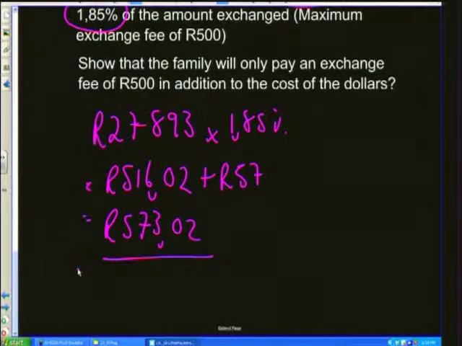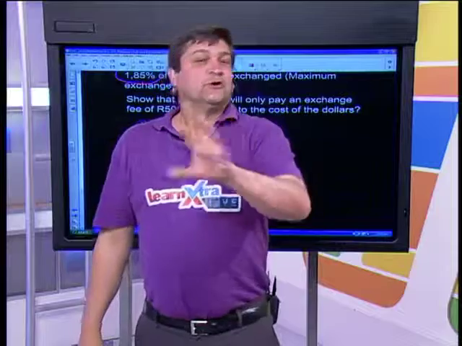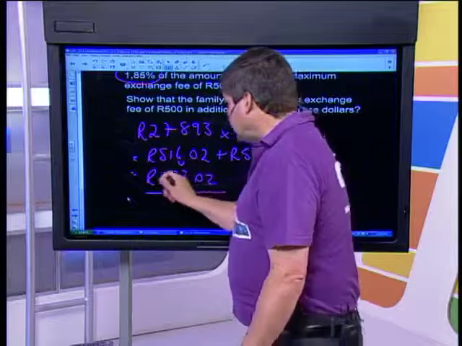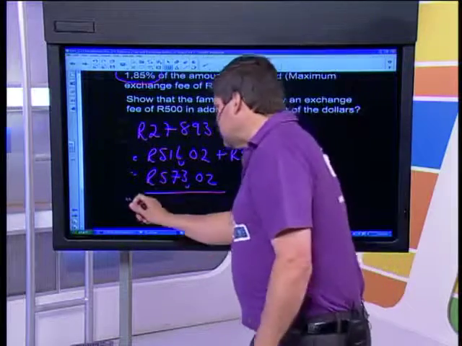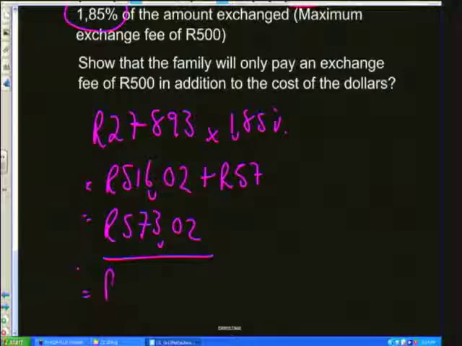Right, this nice bank is saying, you know what? Because we like you, we're not going to charge more than 500 Rand. So anything above 500 Rand, you just need to pay 500 Rand. So it's 573 Rand and 2 cents. No. It's only going to cost 500 Rand. That's the only commission you are going to pay.